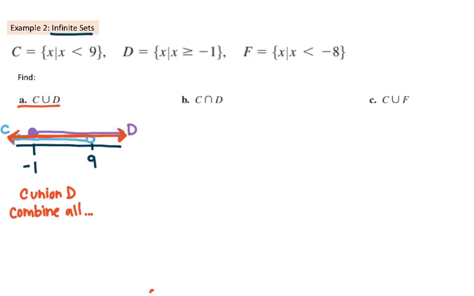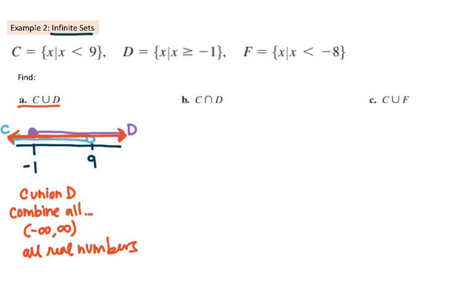So C union D, there's a couple ways to write it. We can say it's all the numbers from negative infinity to infinity, round brackets with infinity always. Or you can just say all real numbers.